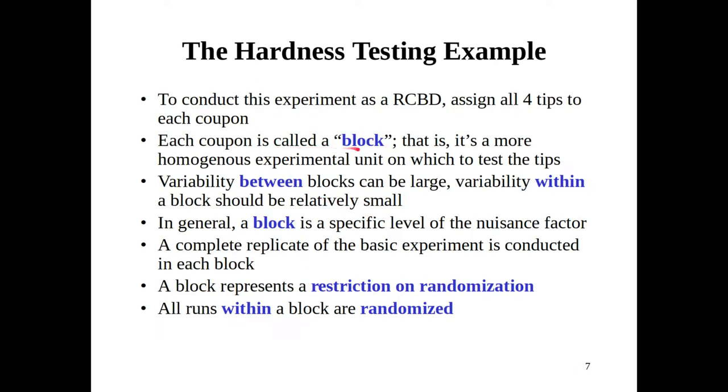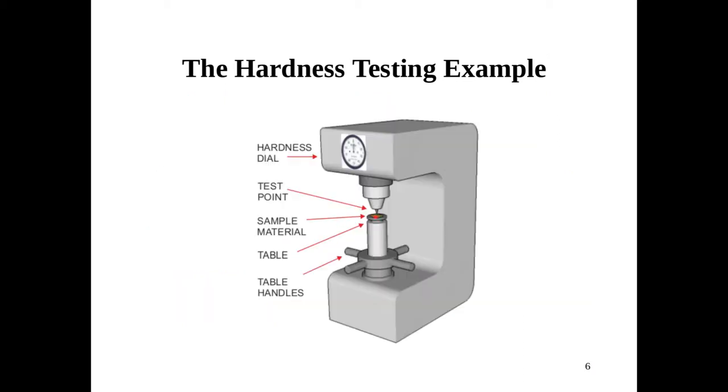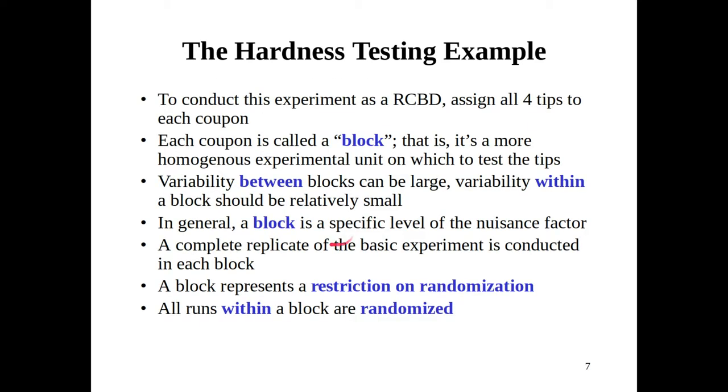Each coupon is called a block. That is, it's a more homogeneous experimental unit on which to test the tips. So we are going to test all four tips on each coupon or on each block. Variability between blocks can be large from coupon to coupon. Variability within a block, within one coupon, should be relatively small. In general, a block is a specific level of nuisance factor. So one test coupon is a specific level of nuisance factor. Then another test coupon will be another block, and so on and so forth.